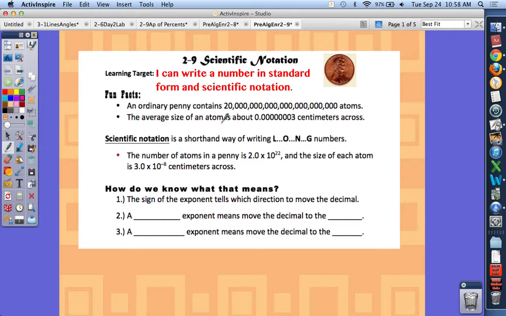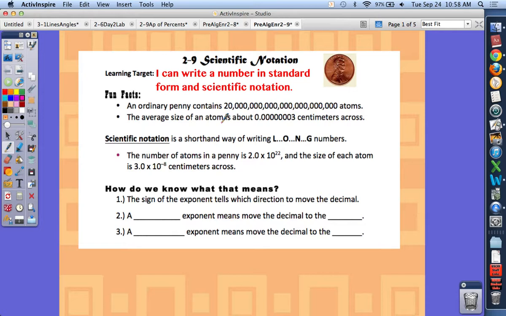An ordinary penny contains, I can't even read that number, atoms, and the average size of the atom is 0.0000003 centimeters across. Very hard to read that way. Takes up a lot of space. It could easily be misread by all those zeros.